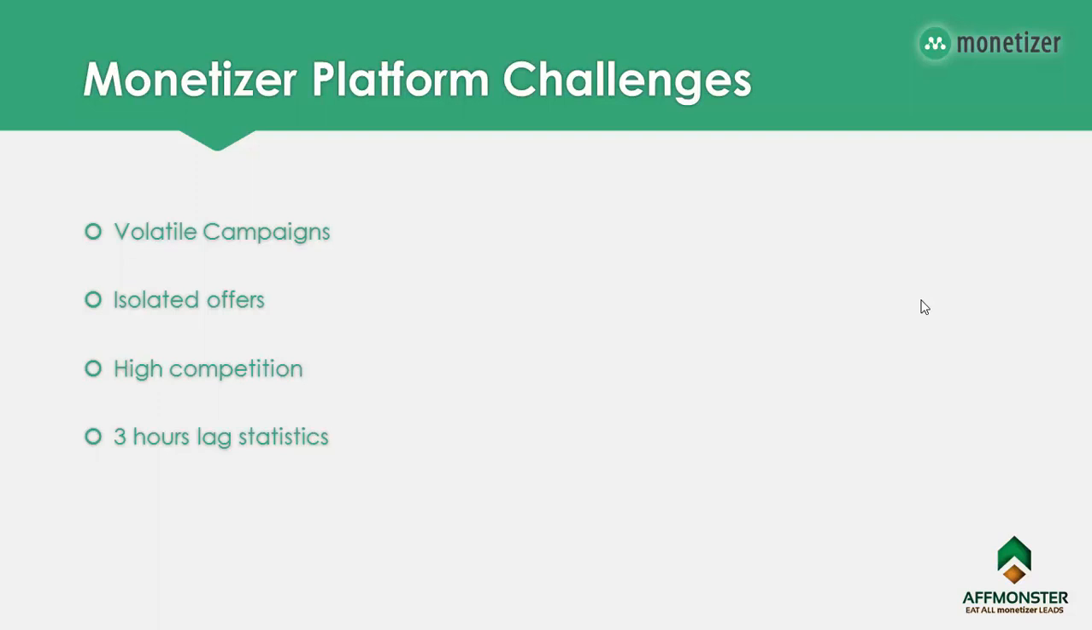Okay, so the second challenge is you don't know what the offer is exactly, so you cannot manage the offer, create landers, creatives, banners, and those things. The third challenge is high competition due to the offers' short lifetime. The last and most important challenge is that Monetizer statistical reports are not real time. It's 3 hours delayed, and most of the time you lose the offer because either the offer is saturated or it's capped.